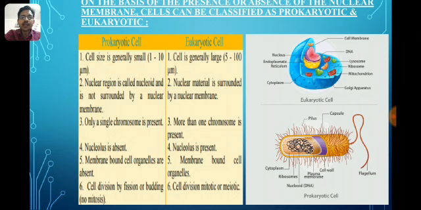Prokaryotic cell divides by fission or budding, whereas eukaryotic cell divides by mitotic or meiotic cell division. We will study about these types of cell division in detail at the end of this chapter. On the right side of your screen, you can see the structure of a eukaryotic cell and a prokaryotic cell. Prokaryotic cell can be observed in bacteria. Eukaryotic cells are present in our body and in plants.